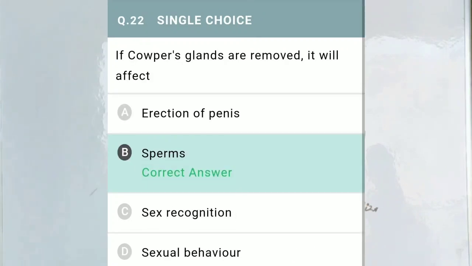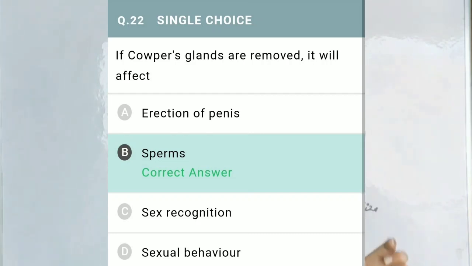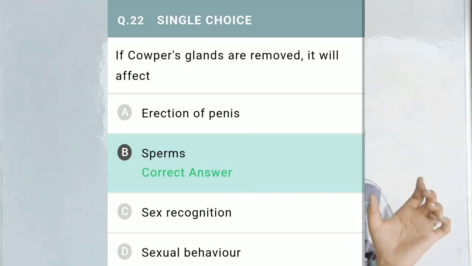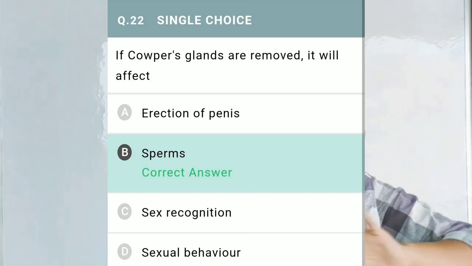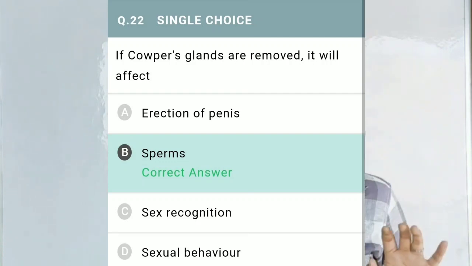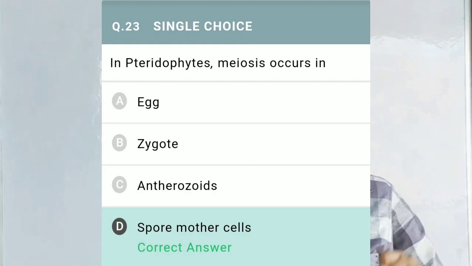The corpus glands are removed, it will affect. So if we talk about the corpus gland, they help in providing a nutritive medium while the sperm is released out from the male. So it is going to help in sterilizing the acidic pH of uterus. So if we are going to remove the corpus gland, the sperm will be affected. Now move to next question, question number 23.